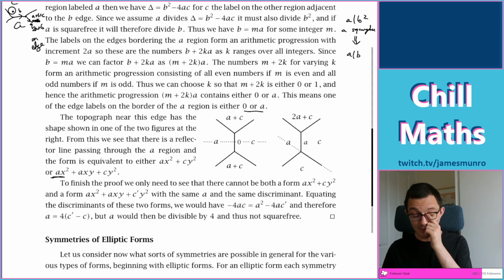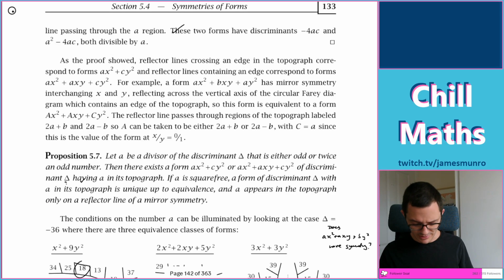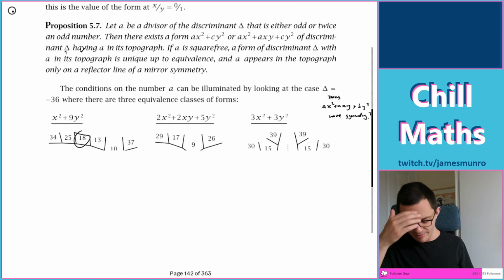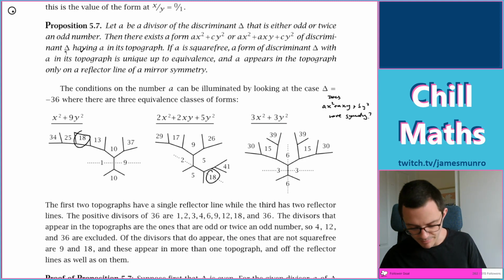These can't have the same discriminant, but both have 18 in them. So I thought we had these two with the same discriminant. It looks like 18 is appearing in both of them, so I haven't quite squared the circle of how things can appear in the form. What's this an example of?